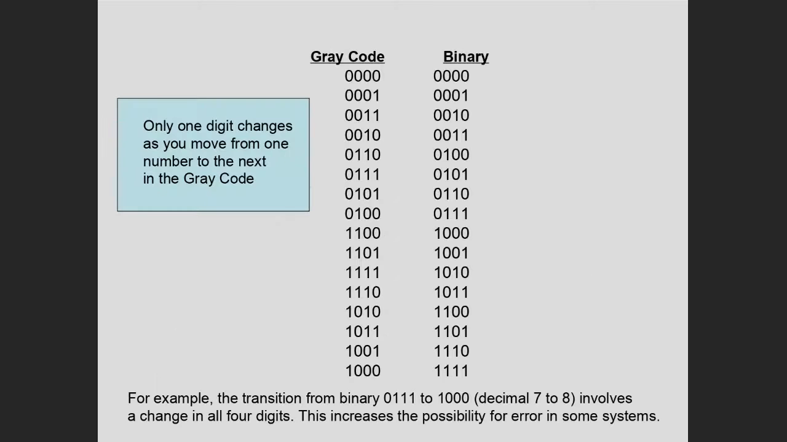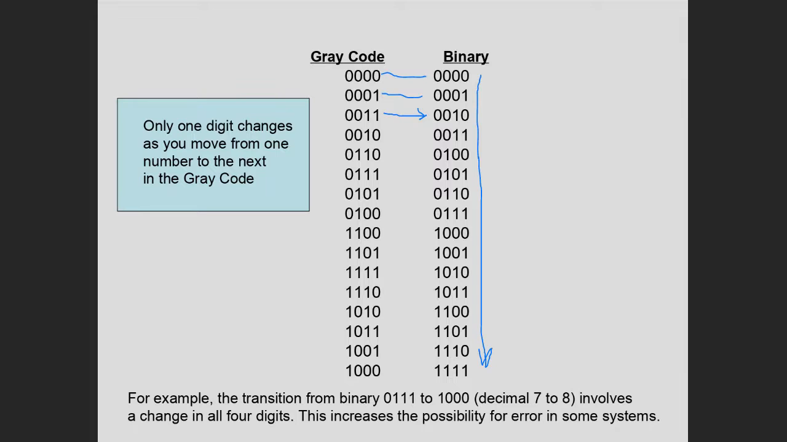So let's compare gray code to binary. Over here, we have binary, and we're counting in binary as we go down the list. And over here on the left, you'll see the gray code equivalent. So we start out at 0, and the gray code and binary are exactly alike as I go down. But look right here what happens. They're different right here.